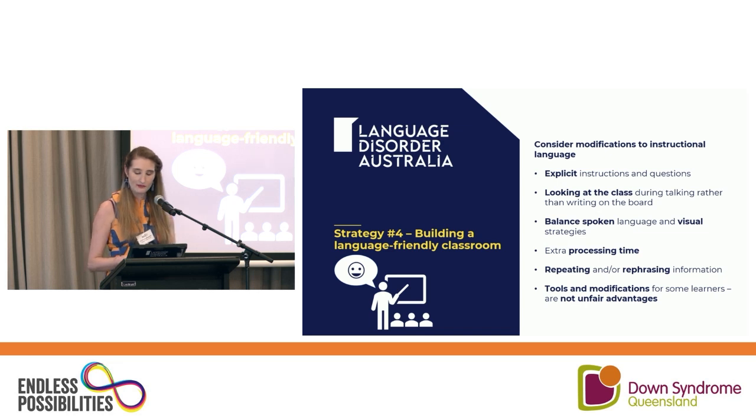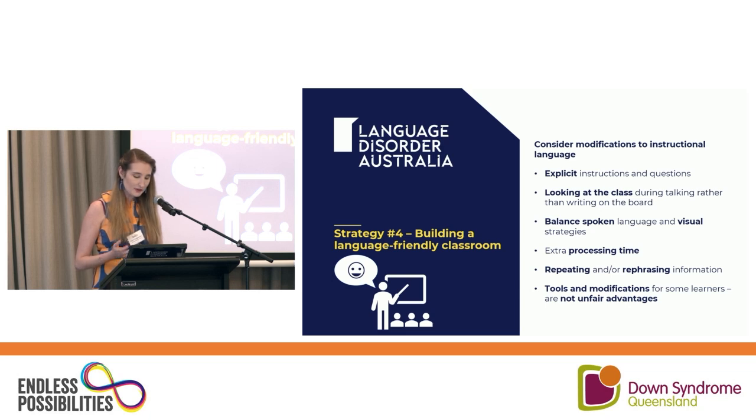Now, another thing that came out of Julia Starling's work, she talks a lot about balancing spoken language and visual strategies as well. So this is about not overloading students with auditory information. And in particular, our students with Down syndrome also benefit from a lot of visuals, we know, and also having specific words written down is also going to really help some students.